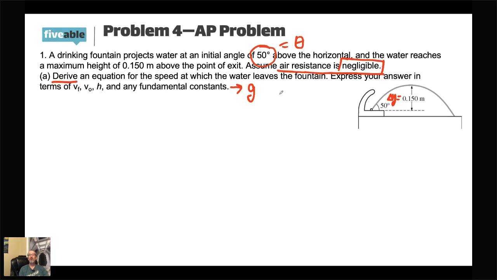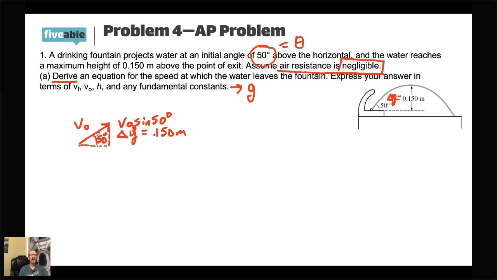Let's go through and figure out the equation for the speed at which the water leaves the fountain. We know that the water is leaving the fountain in this direction, so we're going to make our angle here and make our triangle. We know that the angle here is 50 degrees, and in the y direction, the height that it attains, our delta y, is equal to 0.150 meters. We don't know what the original velocity is, but we do know that the original velocity times the sine of 50 degrees is the original velocity in the y direction.